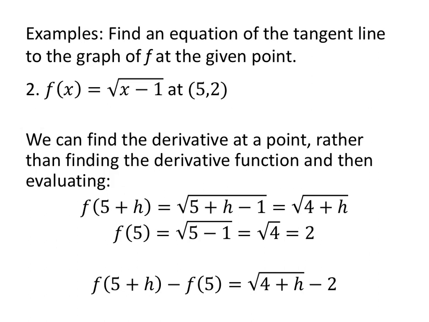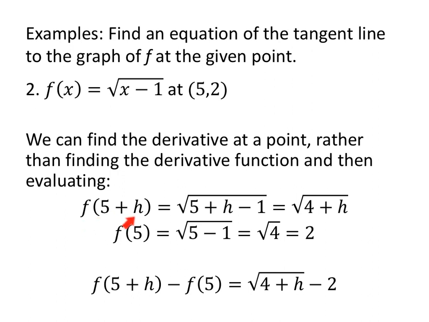So let's do it again. Find an equation of the tangent line to the graph of f at the given point. f of x equals the square root of x minus 1 at the point (5, 2). We can find the derivative at a point rather than finding the derivative function and then evaluating. Don't use a sledgehammer when a hammer will do. Just use the hammer here. Let's just find the derivative at the point.